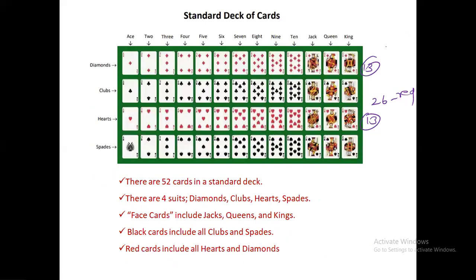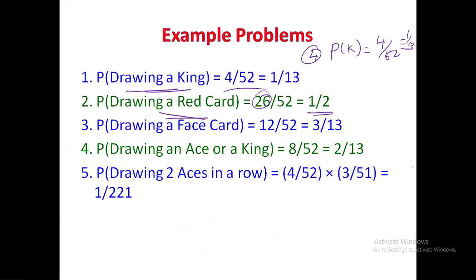Face cards. Here 3, here 3, here 3 and here 3. That is Jack, Queen and King, the face cards. So totally 4 into 3, 12 cards. So the probability of drawing a face card is 12 divided by 52, which is equal to 3 divided by 13.